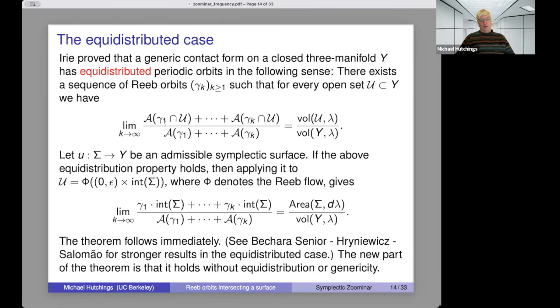Well, the amount of time that gamma 1 spends inside U is epsilon times the intersection number of gamma 1 with the interior of sigma. And the volume of U is epsilon times the area of sigma. So you take this fraction up here, you divide both sides by epsilon, and you get this equation here. This equation immediately implies that there have to be some Reeb orbits where the frequency is greater than or equal to the right-hand side. Otherwise, this fraction would be less than the right-hand side, and you get a contradiction.